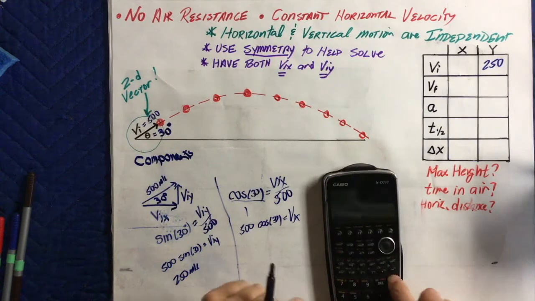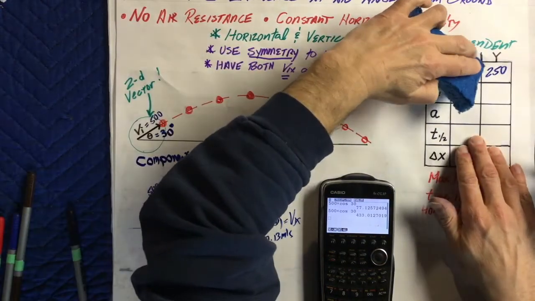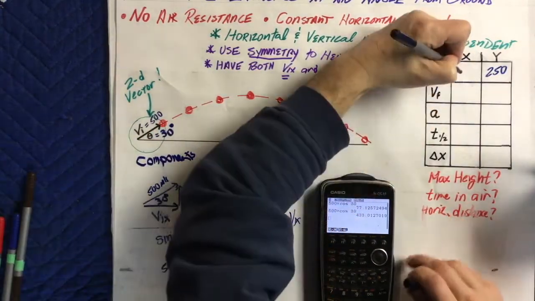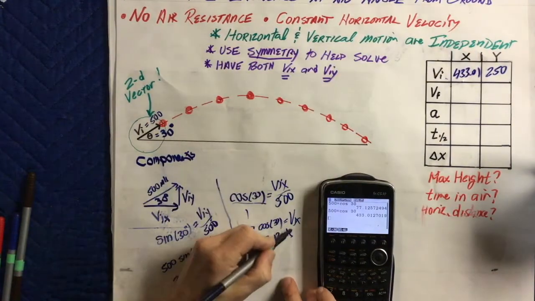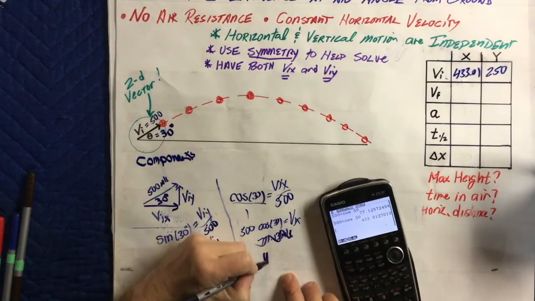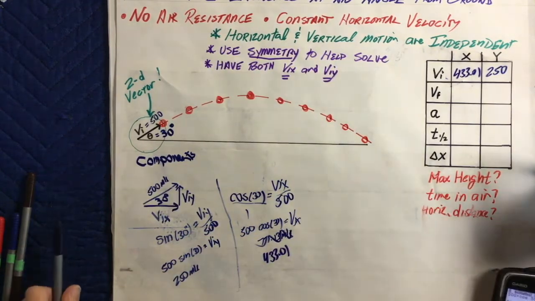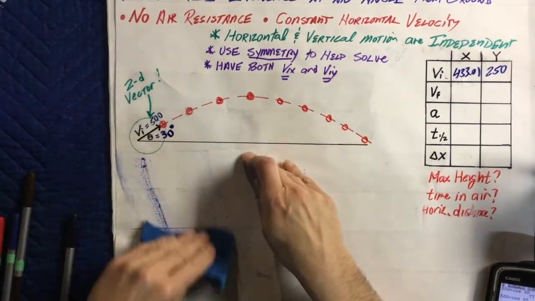So let me punch some numbers in here. 500 times the cosine of 30. Okay, that makes more sense. 433.01. It had to be larger than the 250, so that makes more sense. 433. So now we have the starting velocities. So now I'm going to go bye-bye to this stuff.